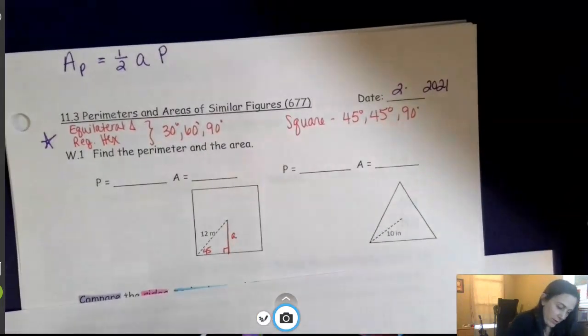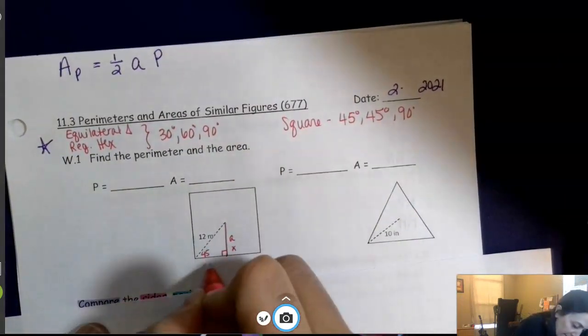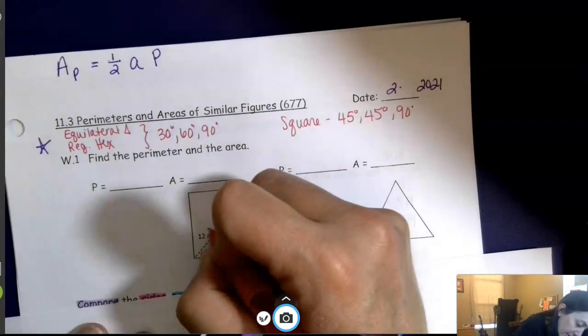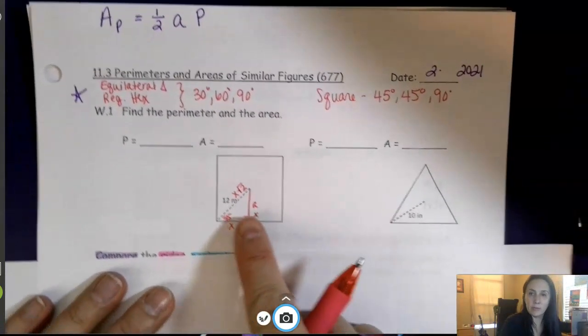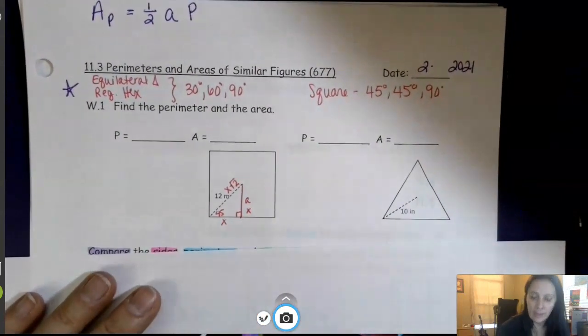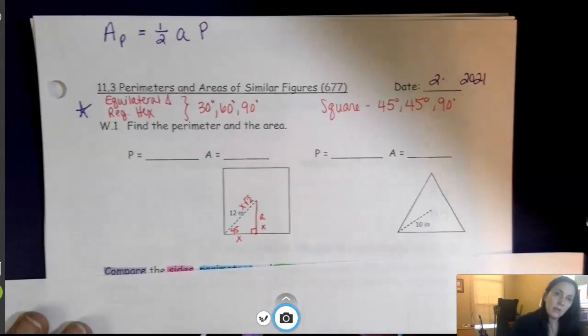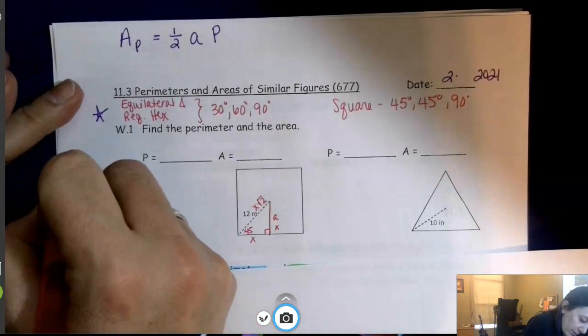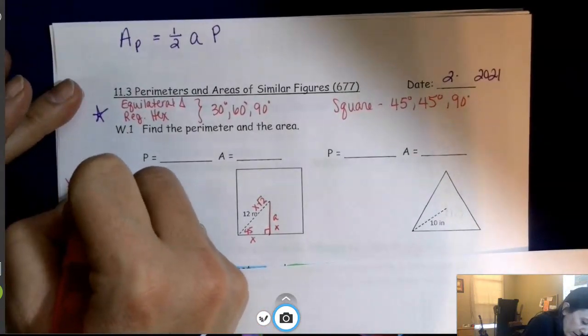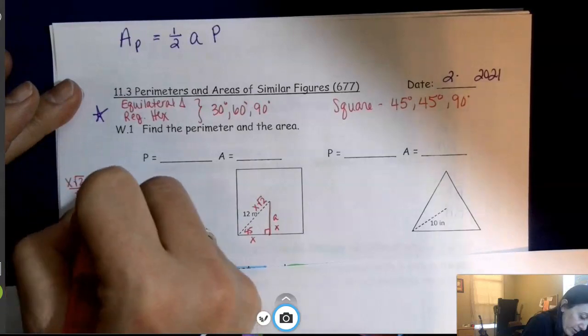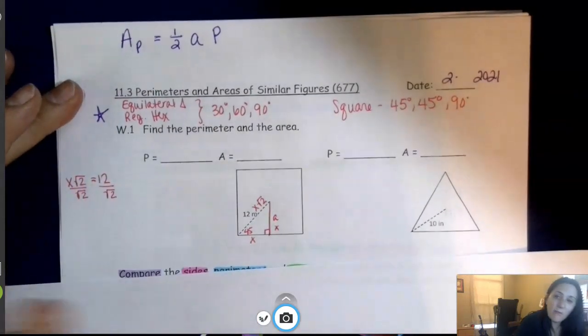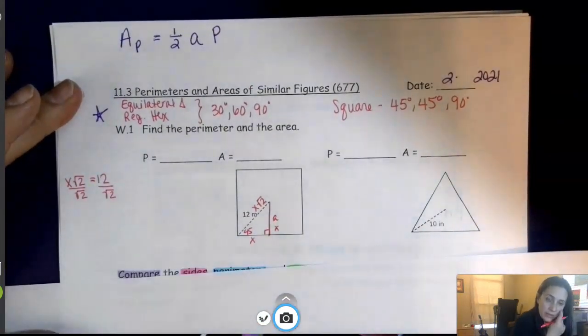So I know that this side here is x, this side here is x, this side here is x root 2. I always put in my general form. x root 2 is where the 12 is. That's my equation I'm going to start with. So over here off to the side, I'm going to say, well, x root 2 equals 12. We have to divide both sides by root 2. Again, you guys can pause, finish these two on your own, come back and check.